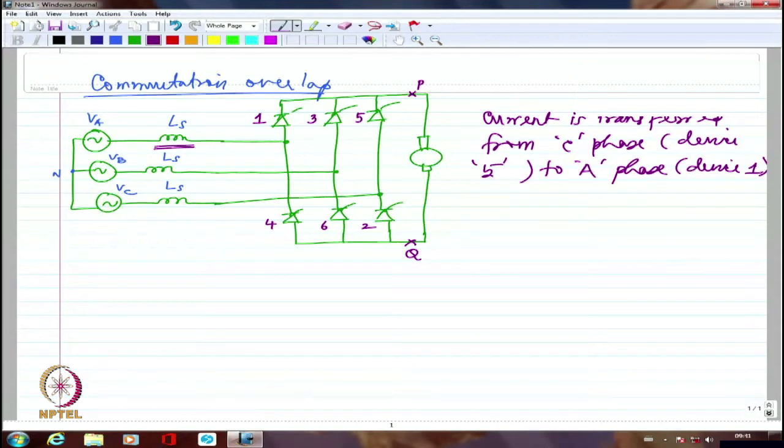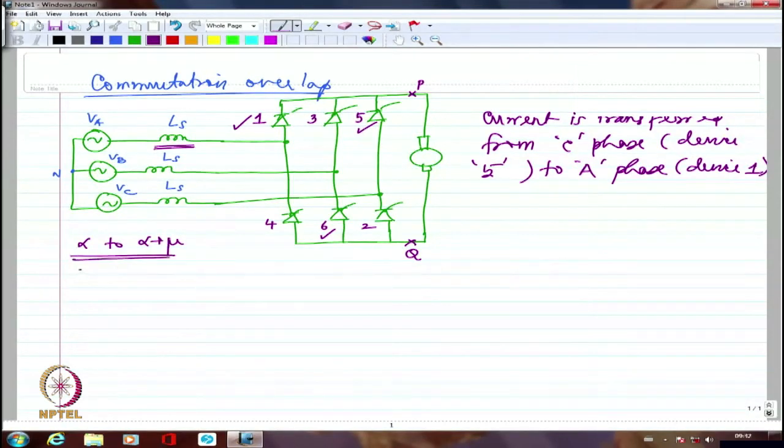And if it is not giving up the current, we are going to have both 5 and 1 conducting simultaneously as far as the positive side is concerned. And in the negative side, of course, I have assumed that 6 is already continuing to conduct. So initially the combination was 5-6. Now the combination should have been 6-1. But because 5 and 1 are conducting simultaneously, I'm going to have all 3 devices conducting simultaneously. So I'm going to have from alpha to alpha plus mu. This is the duration. I'm going to have 5, 6, 1 conducting simultaneously.